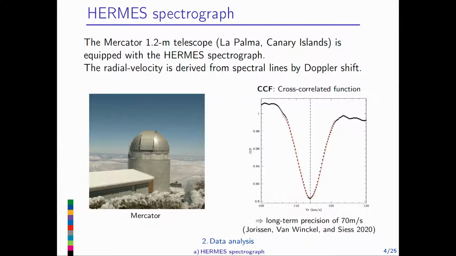So the cross-correlation function (CCF) is a technique allowing us to obtain precise radial velocities by simply convolving a synthetic spectrum with the spectrum of the star. And therefore, we can obtain, for example, long-term precision of up to 70 meters per second. So thanks to that, we can have radial velocity.